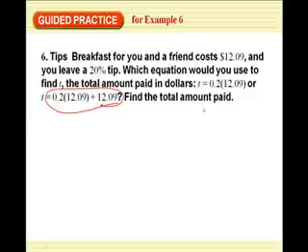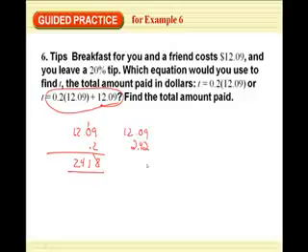Okay, and then they want us to find it. So we need to solve this one, 12.09 times 0.2. 18, carry the 1, 4, 2. We don't have to add anything to that. We're going to put 3 decimal places. So it'll be about $2.42 plus your $12.09. About $14.51.